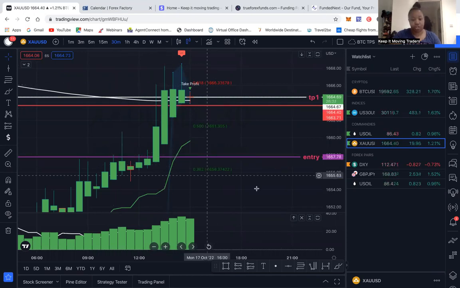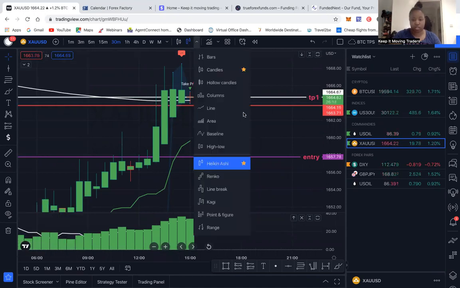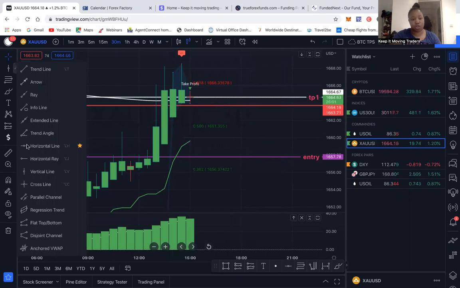Now what you're going to do is move your SL into profit with the Heikin Ashi candles. On your TradingView, if everybody wants to do this now, click on Heikin Ashi and put a star beside it, right? Just click on it and it will look like this, because Heikin Ashi is different from the normal candles.